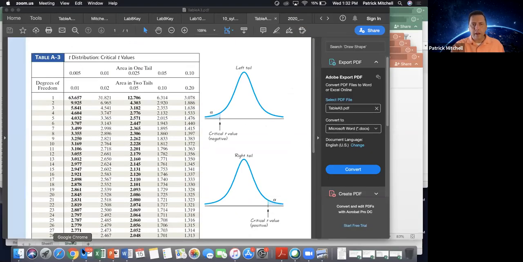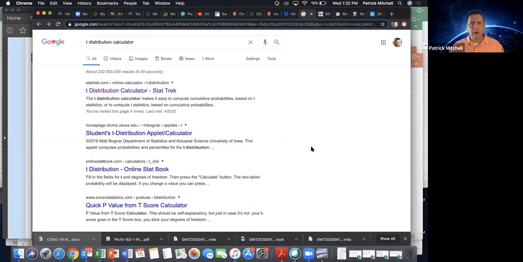Okay, so I've got StatTrak just about ready to go here. I've gone ahead and typed in t-distribution calculator into Google. The first result is t-distribution calculator on StatTrak. So let's bring that up.